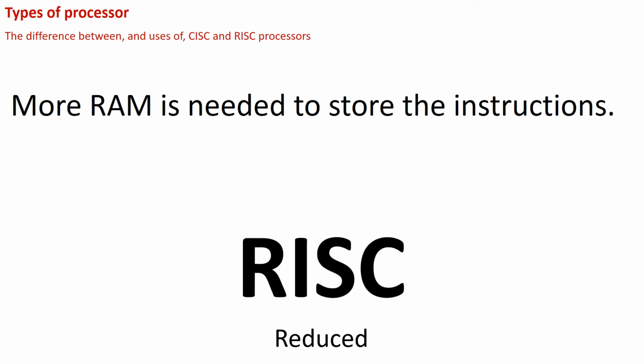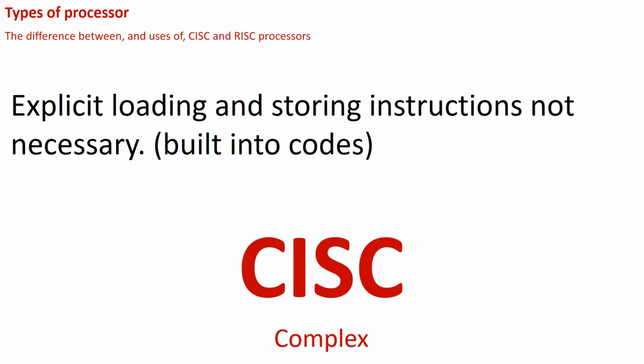More RAM is needed to store the instructions. That would be a RISC processor. Now remember that each instruction needs a space in RAM. So if we have more instructions for the same code, then we're going to need more RAM. The explicit loading and storing instructions is not necessary. They're built into codes. Pause and write your answer.